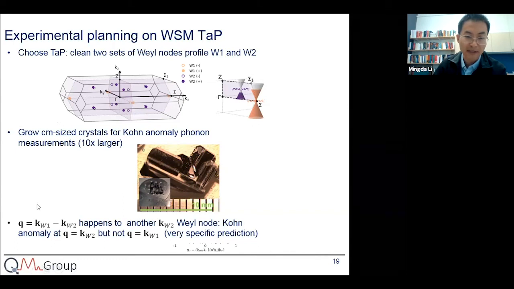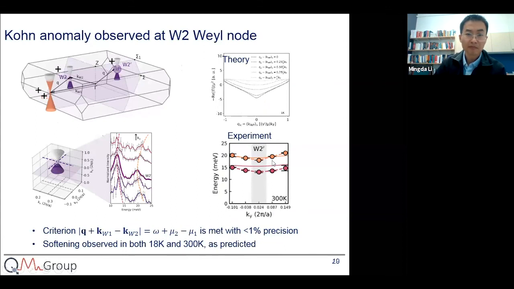And we would expect Kohn anomaly to happen at a Weyl node in KW2 itself, but not in KW1 type of Weyl node. So among all this three-dimensional Brillouin zone or momentum space, we expect the Kohn anomaly to happen at a single, very specific wave vector. But let's see how we see that.